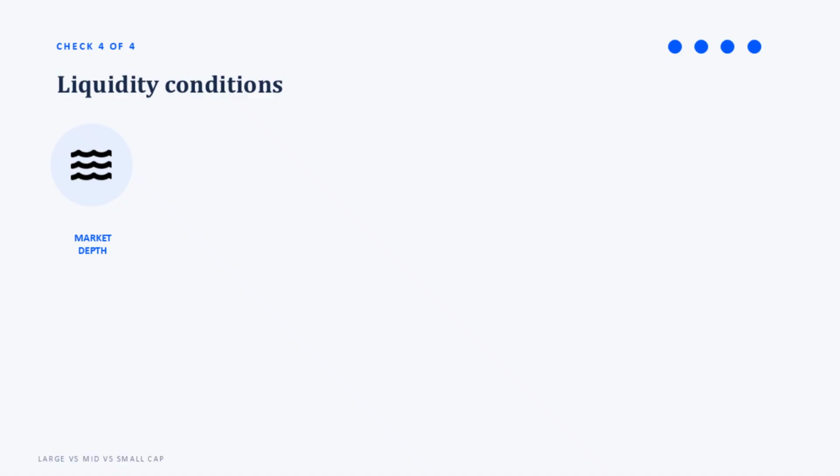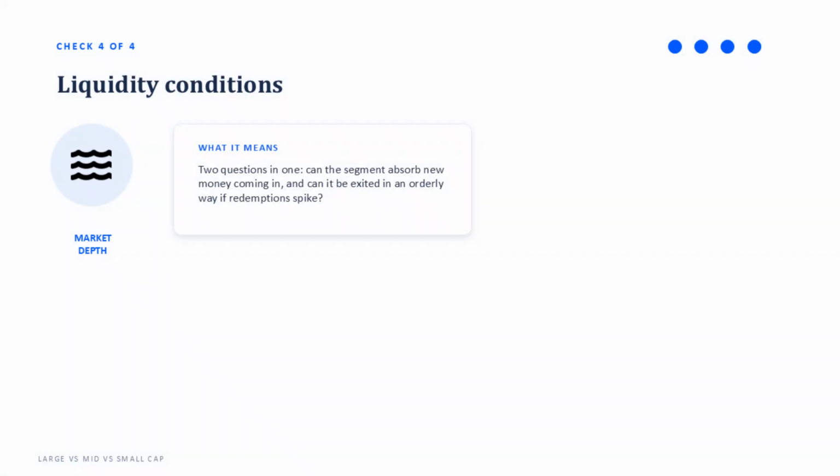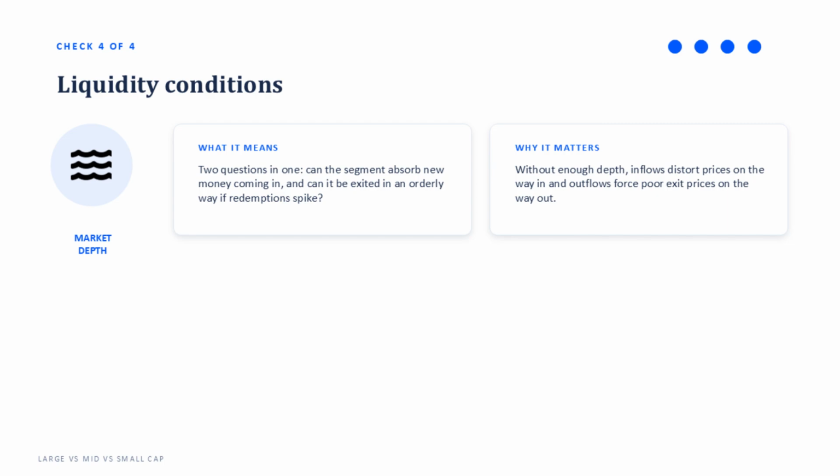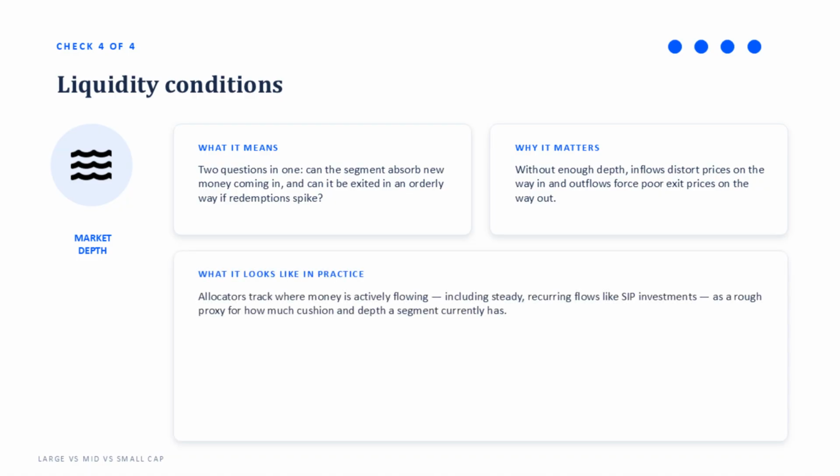Check 4. Liquidity conditions. This is really 2 questions in one. First, if meaningful new money flows into a segment, is there enough depth in the market to absorb it without prices getting distorted? Second, if there's ever a wave of redemptions, will there be enough buyers on the other side to exit those positions in an orderly way? Allocators look at where money is actively flowing, including steady, recurring flows like SIP investments, which behave differently from one-off lump sum flows, as a rough proxy for how much cushion and depth a segment currently has.